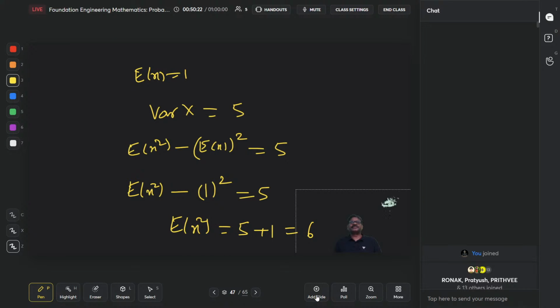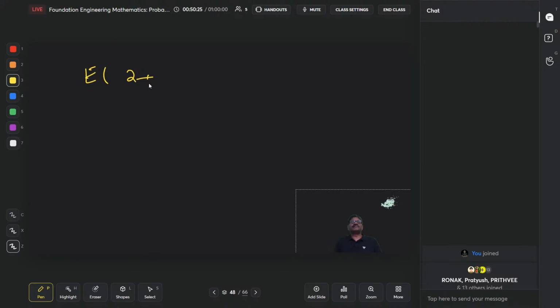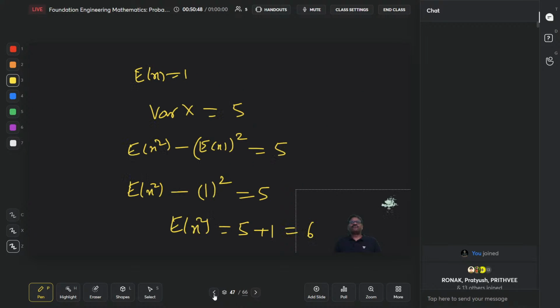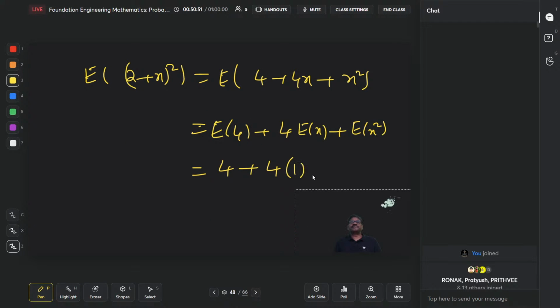Now we have to calculate expectation of (2 plus x) whole square, 4 plus 4x plus x square. Expectation of 4 plus 4 into expectation of x plus expectation of x square. Expectation of 4 is 4. 4 into expectation of x is 4 into 1. Expectation of x square is 6. 4 plus 4 plus 6. That is 14.